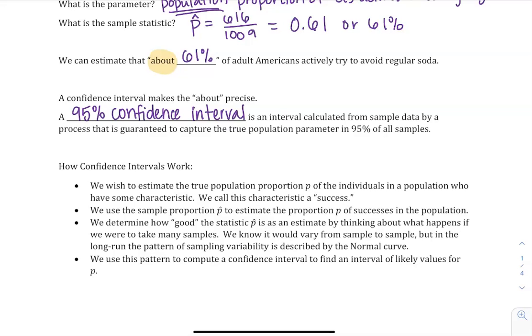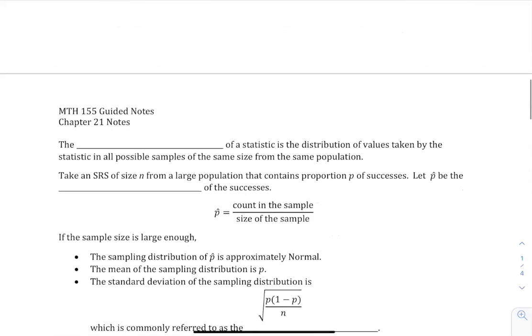But we want to determine how good that estimate is by thinking about what would happen if we were to take many, many samples. Do sample values follow a predictable pattern? It turns out they do. We know that these statistics are going to vary from sample to sample, but in the long run, there is a pattern of sampling variability that's actually described by the normal curve, so we can use our normal distribution to understand how these samples behave. And so we're going to use that pattern, or we're going to let Crunchit do that, to compute a confidence interval to find the interval of likely values for our proportion.